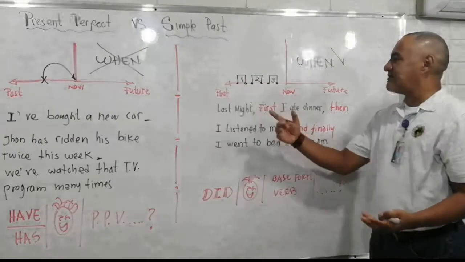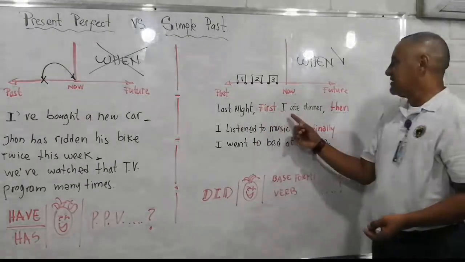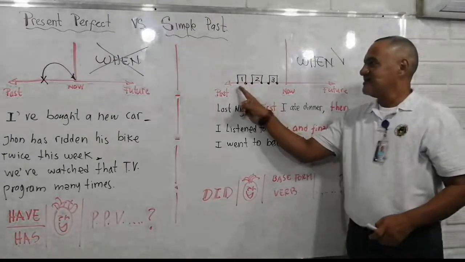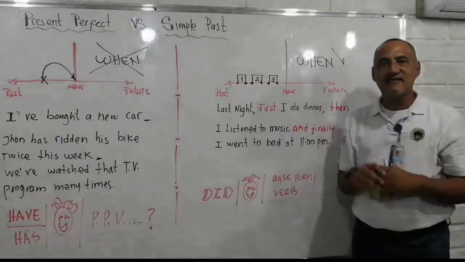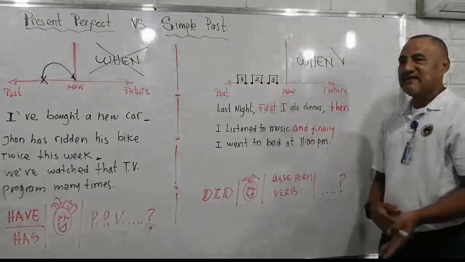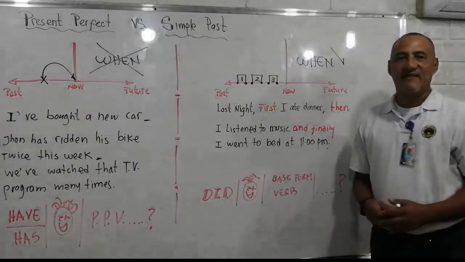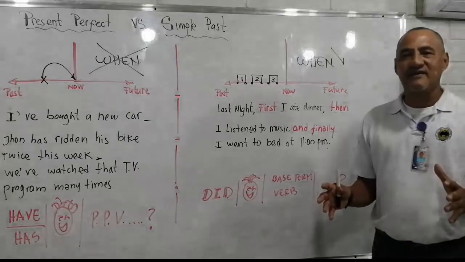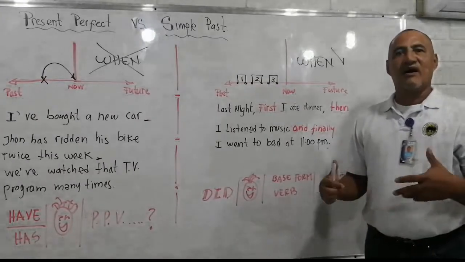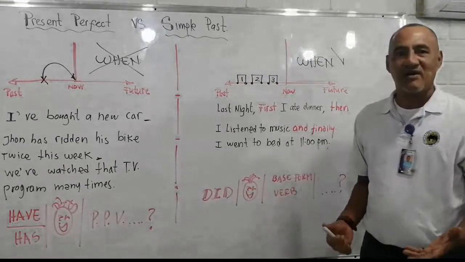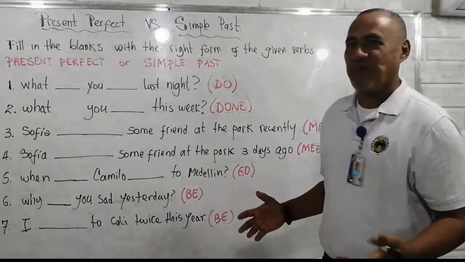Just to illustrate this, I have some examples. Last night, this is cuando, anoche, last night, first, I ate dinner, yeah? The first activity. Then, después, I listened to music, number 2. And finally, I went to bed at 11 p.m. All right, that is the thing that you have to be very aware of when using these two tenses. Now I am going to place some grammar examples. Okay, let's go deeper in this topic.